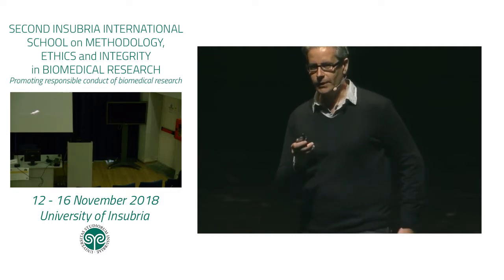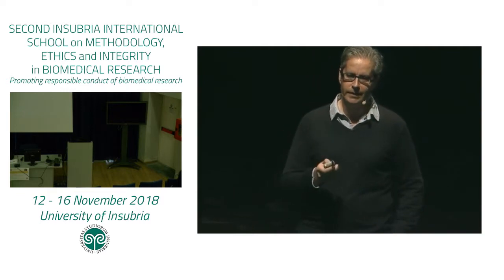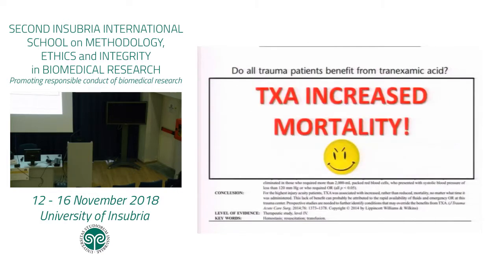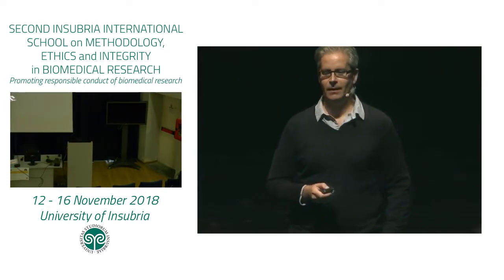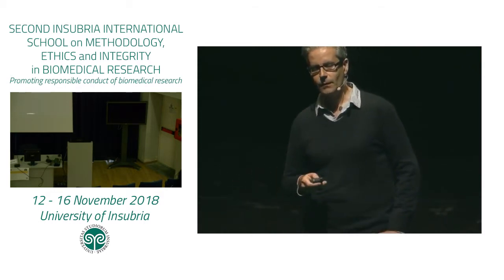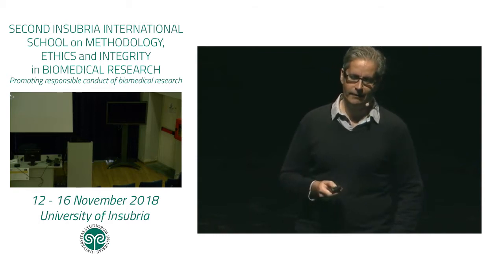The final strategy, publish something else, anything that says that those people were wrong. Something like this. A cohort study from an American trauma center, a level one trauma center. We looked at patients who did and did not get tranexamic acid. Tranexamic acid increased mortality. Boom. And it turns out that people who got tranexamic acid were a lot sicker than the people who didn't. It also turns out that the baseline mortality in this center is worse than the military study in Iraq, but we won't go there.